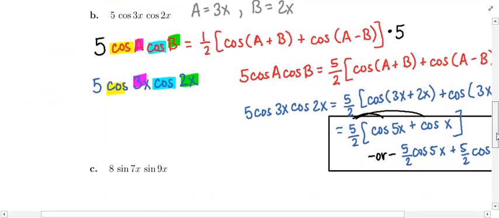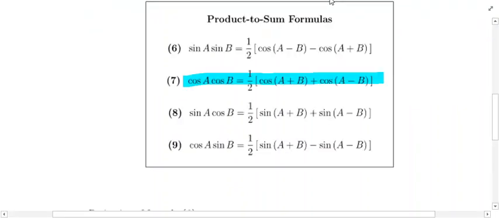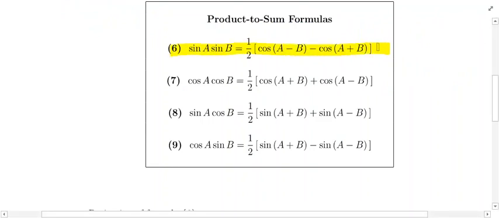In part C, our expression is 8 times the sine of 7x times the sine of 9x. So same thing. We have a product. We need to convert it to a sum or a difference. So we need to apply the appropriate product to sum formula. This time we're going to be looking for sine times sine. Going back to page 7, let's look at our identities, and we quickly conclude we need the first one, that is sine times sine.